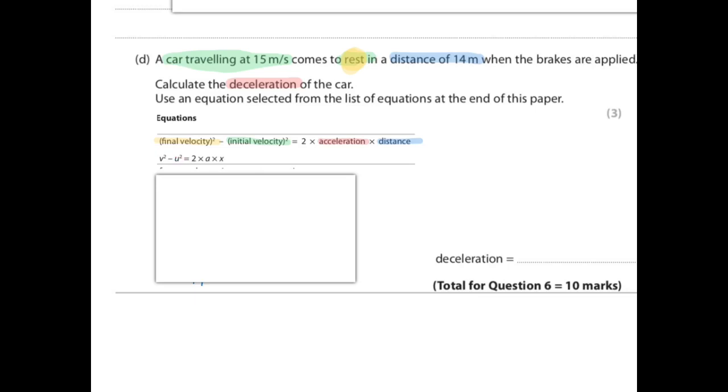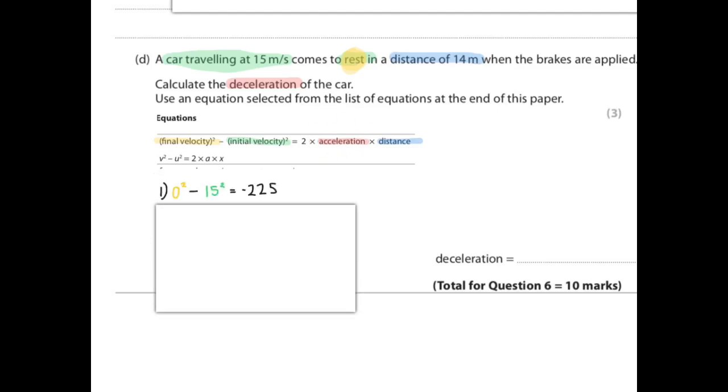And what we need to do is rearrange this to get it in terms of acceleration. So firstly, let's deal with this side of the equation, v squared minus u squared. So final velocity is 0 because it comes to rest. That's why I've highlighted it yellow. And the initial velocity is 15 squared. So if you do 0, take away 15 squared, you get minus 225. So a negative acceleration is a deceleration. So we're getting negative values already, which means we're doing this right.